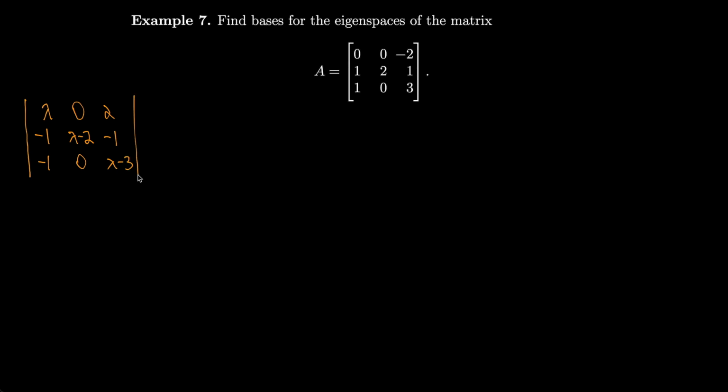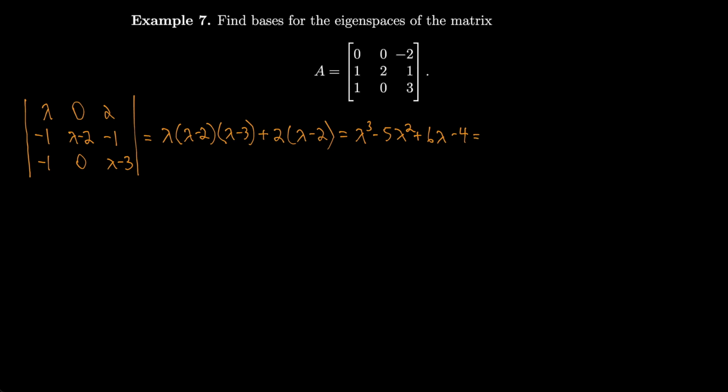Okay, we'll set that equal to lambda times lambda minus 2 times lambda minus 3 plus 2 times lambda minus 2, because lambda times this determinant gives me this, and then the 0 kills off this determinant, and then 2 times this determinant gives me this. Okay, I will distribute out lambda, collapse terms, so that I have lambda cubed minus 5 lambda squared plus 6 lambda minus 4.